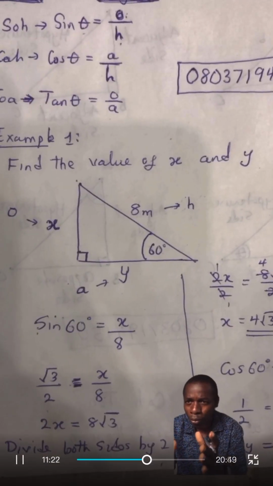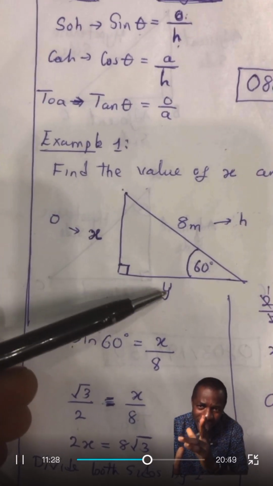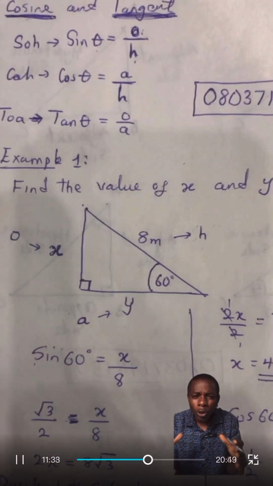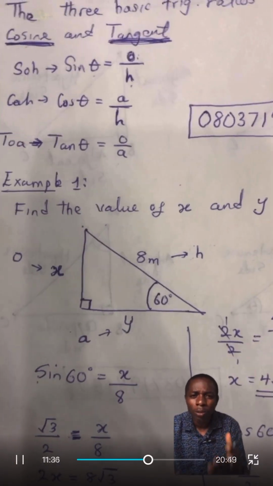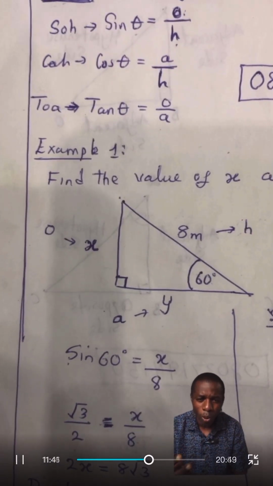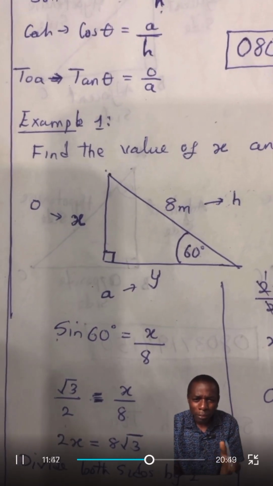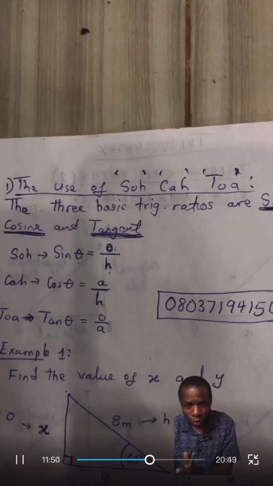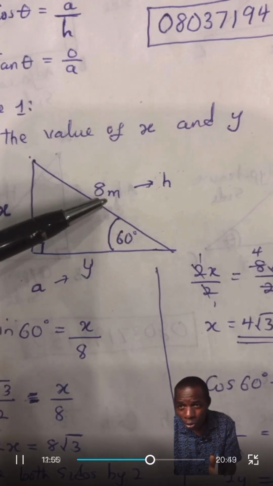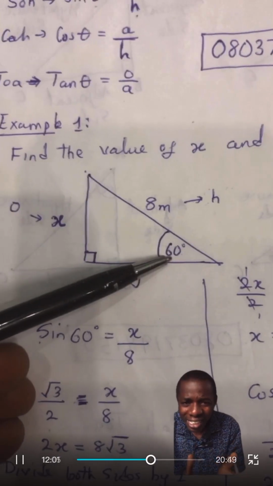In this first example, you will discover that we have two sides that are unknown, that is letter x and letter y, and they give us two known values. For you to make use of any of the basic trigonometric ratios, they must give us two known values. Without two known values, it may be hard to make use of the basic trigonometric ratio. So example one is the simplest, because they gave us two known values. What are the known values? We have the 8 meters and the 60 degrees.